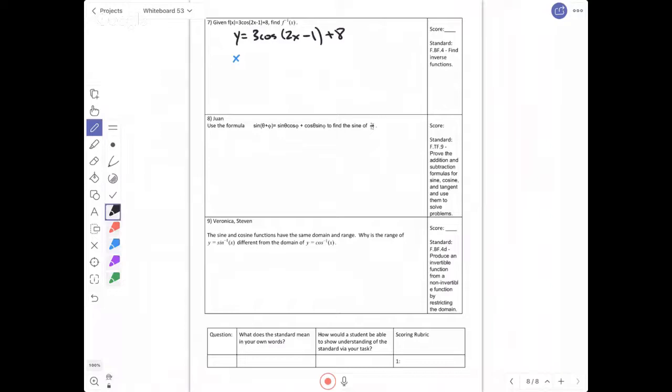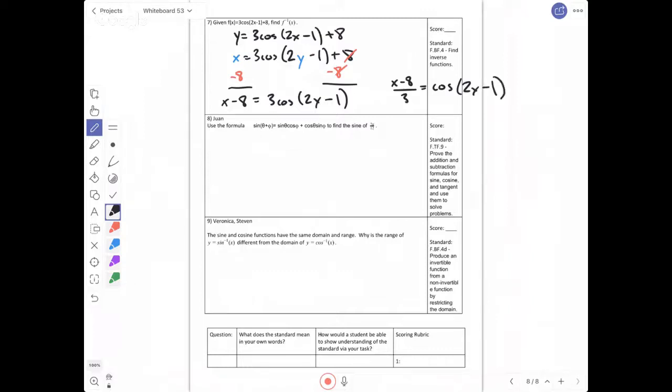So x equals 3 cosine of 2y minus 1 plus 8. And we're going to solve for y. So minus 8, minus 8. I've got x minus 8 equals 3 cosine of 2y minus 1. Let's divide by 3. So x minus 8 over 3 equals cosine of 2y minus 1.